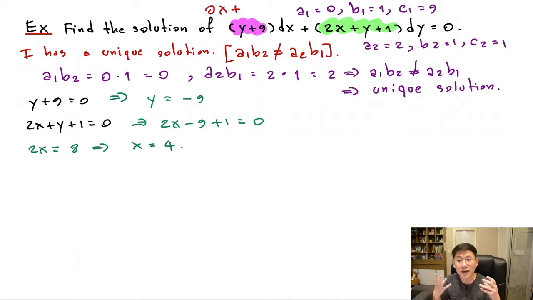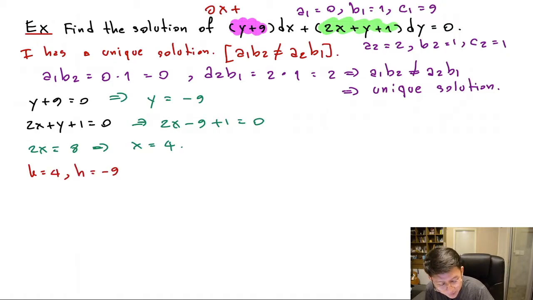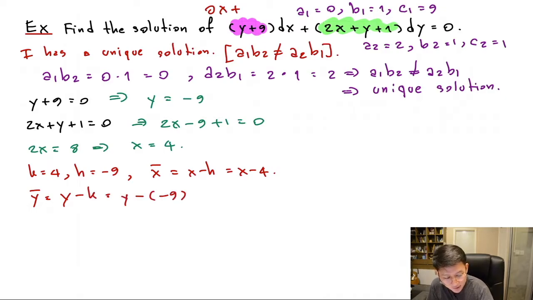So right now we obtain the solution of these linear equations, right? Linear functions. So we have that k is 4 and h is minus 9. So we let x bar be x minus h, right? Which is x minus 4. And y bar is y minus k, which is y minus 9. Don't forget, k is minus 9.